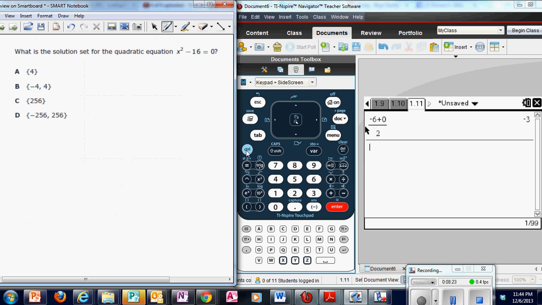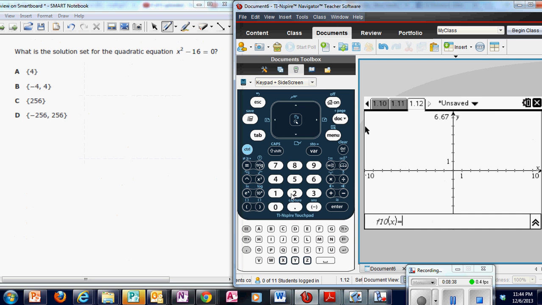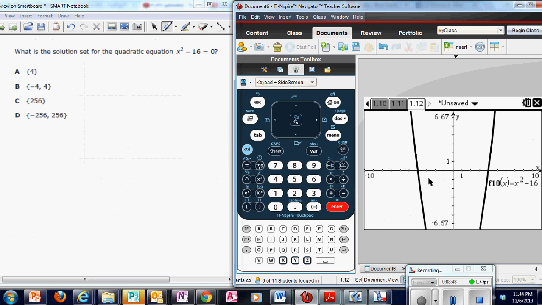So control I for a graph, and whatever you're given, as long as everything is on one side, you can plug it in. If everything's not on one side, you get it on one side so that 0 is on the other, or else just y is on the other, and then you can plug it in. So I'm going to graph x squared minus 16. And I can clearly see there are 2 different answers.